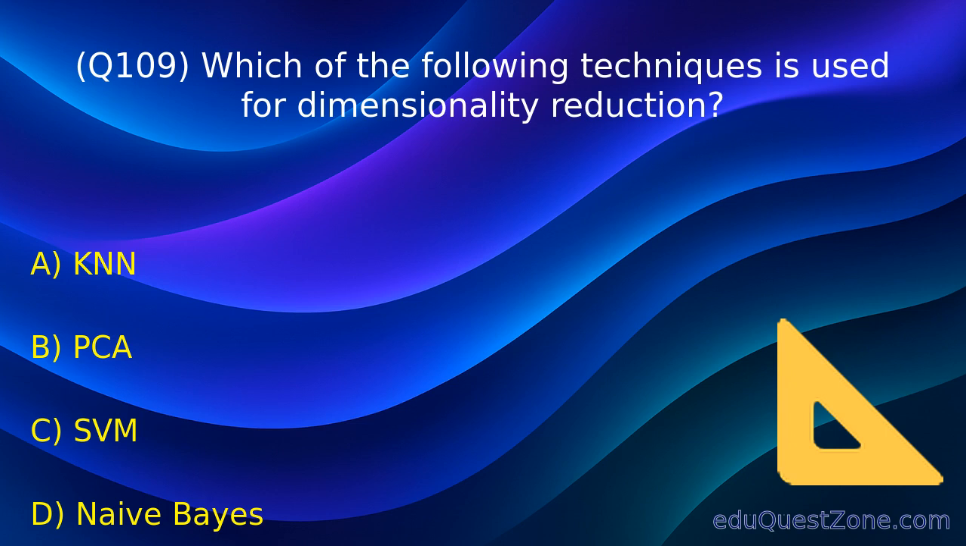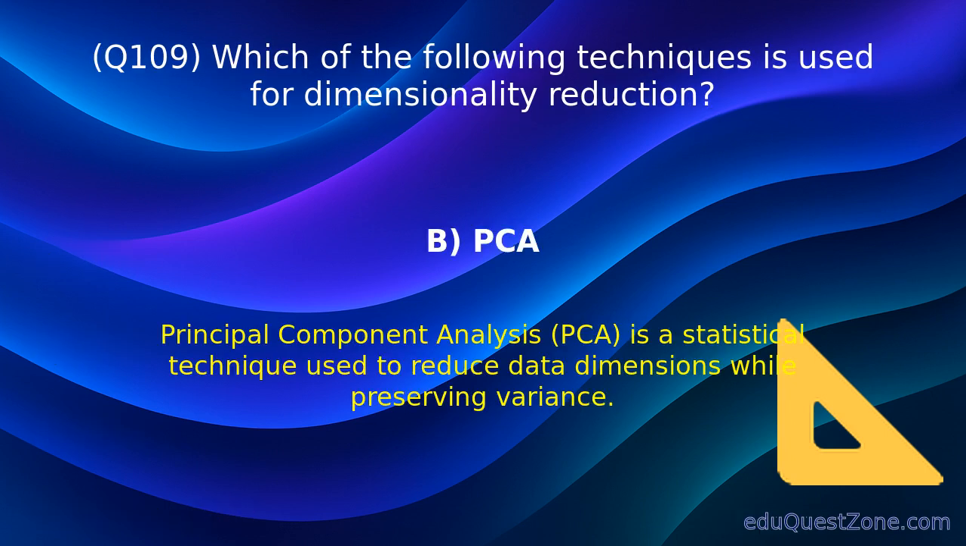Question number 109. Which of the following techniques is used for dimensionality reduction? Option B. Principal component analysis. PCA reduces feature dimensions while keeping essential data variance.